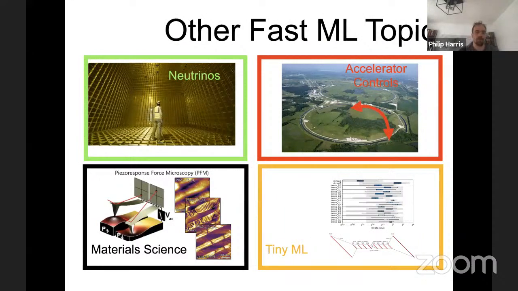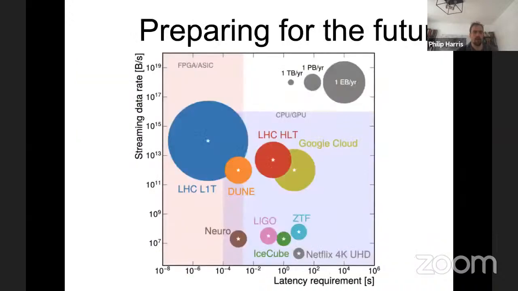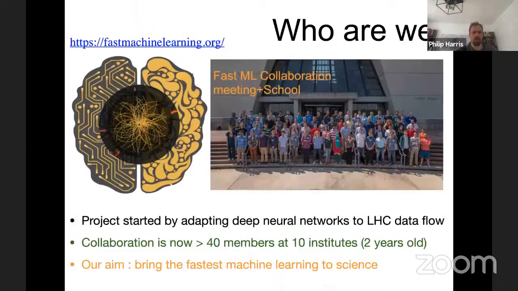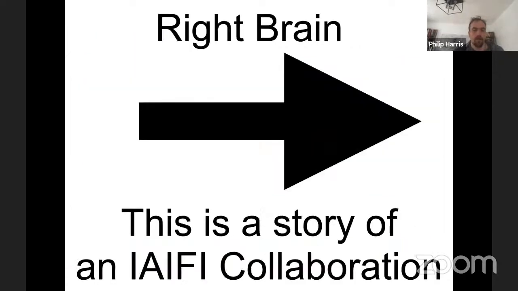There are all sorts of other topics we've been exploring with fast machine learning. There has been research with neutrinos, with the ProtoDUNE detector, accelerator controls, work with material science, such as piezo response force microscopy, as well as with the broader machine learning group. A lot of this work fits under the tiny machine learning subfield. There are all sorts of experiments; you can ask me about them. I'd like to highlight that a lot of this work has been done in a larger collaboration. We call ourselves the Fast Machine Learning Collaboration, FML. You can go to this website and learn more. We're now a group of more than 40 members at 10 institutes actively working on this.